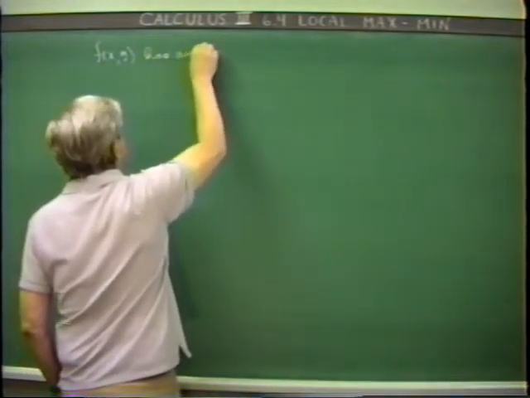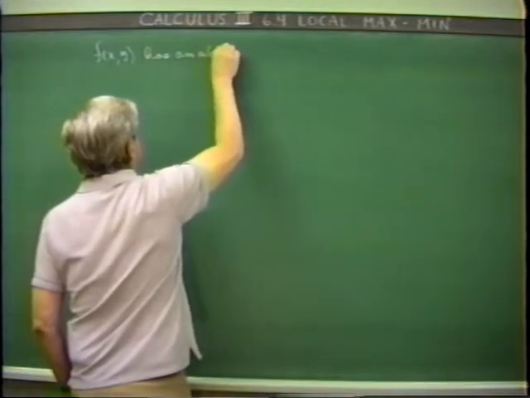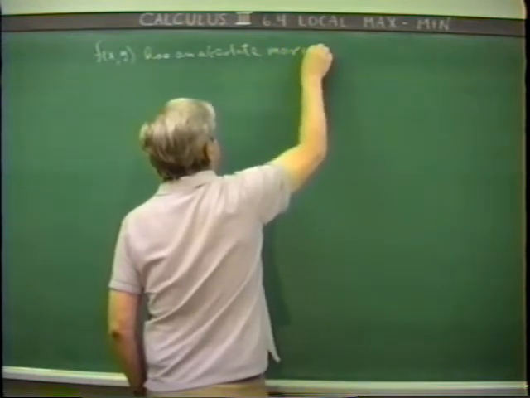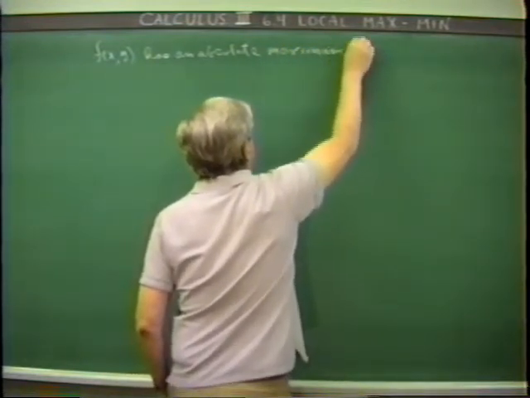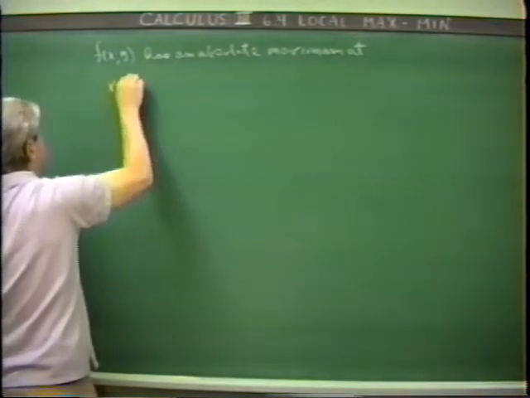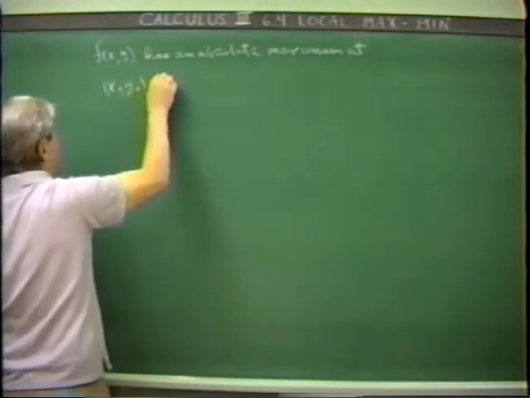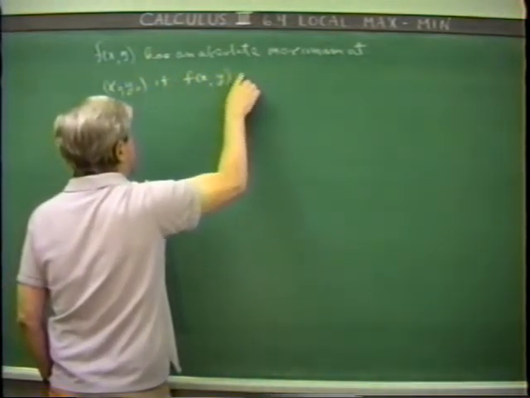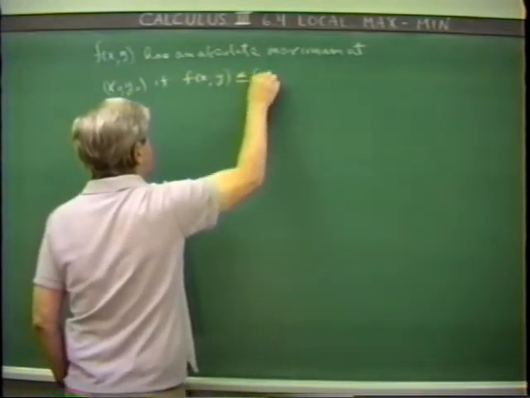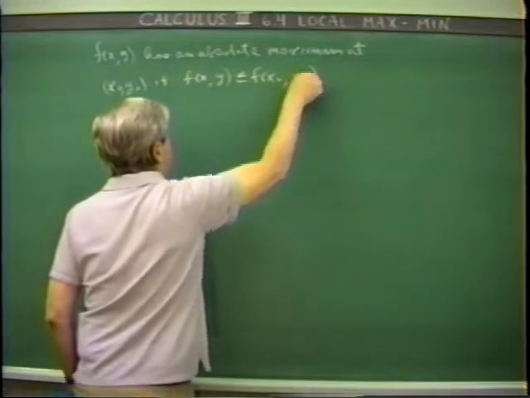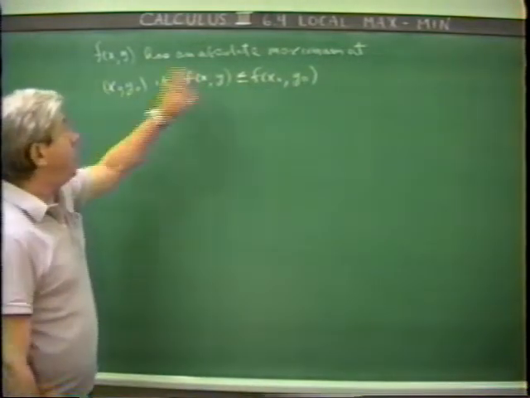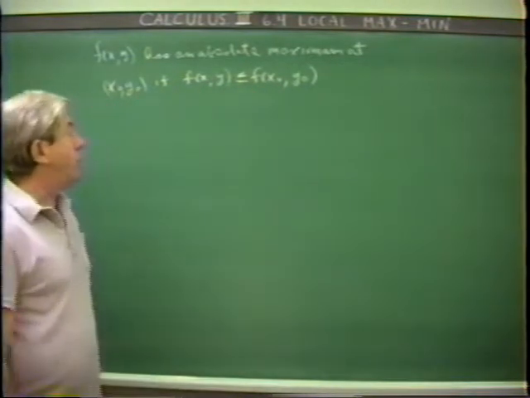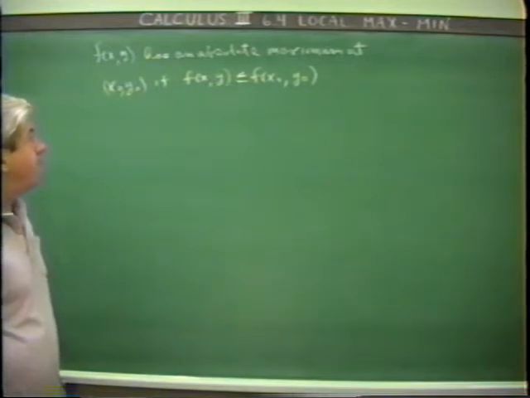f of x and y is an absolute maximum at x naught, y naught if f of x and y is less than or equal to f of x naught and y naught, for all the x and y in the domain of f. f at x naught, y naught is bigger than or equal to all of those. Okay?